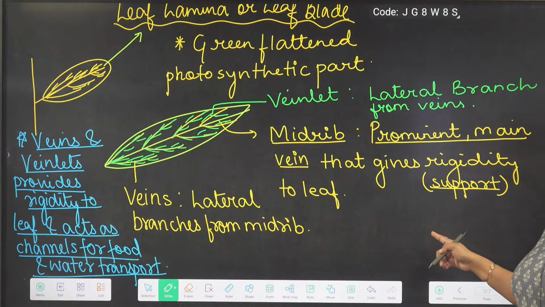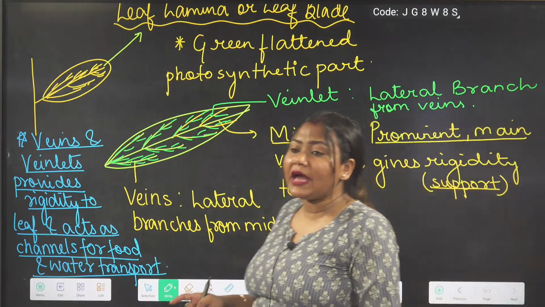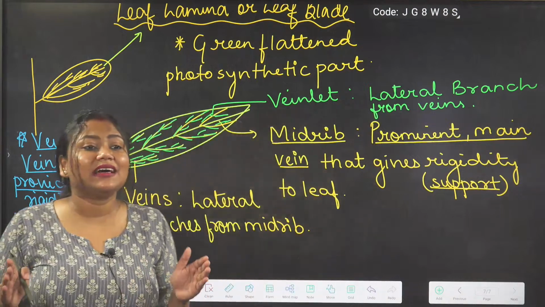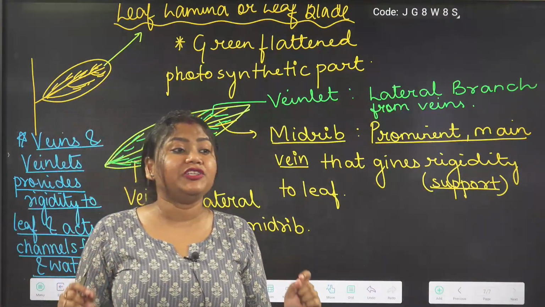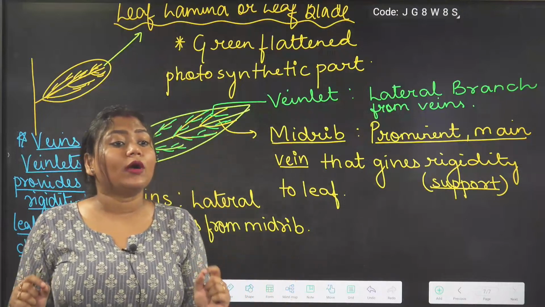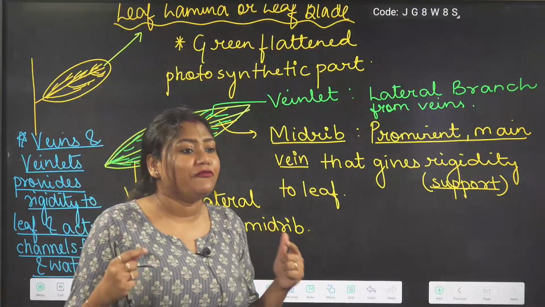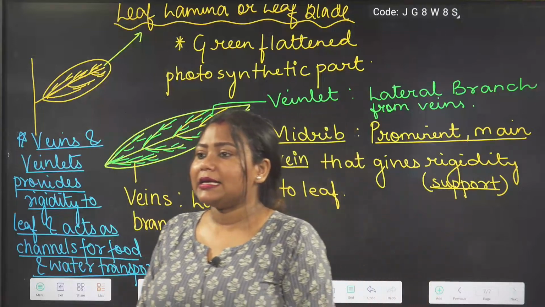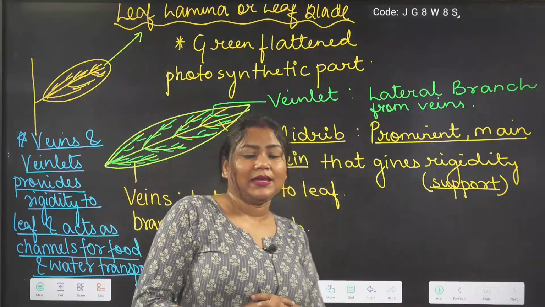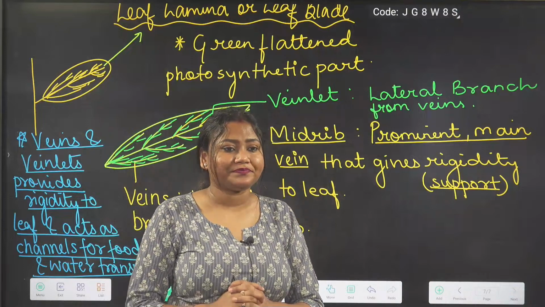And what is the last one? I have the leaf lamina. What is the leaf lamina? It is the green flattened photosynthetic part. The middle prominent region is called the midrib. What is coming out from the midrib? Veins. What is coming out from the veins? Veinlets. Is this class clear to you?